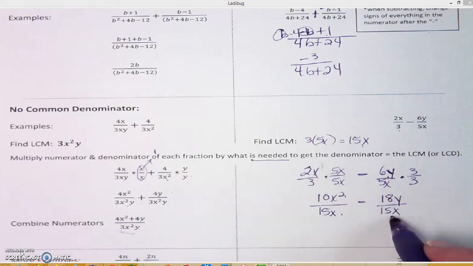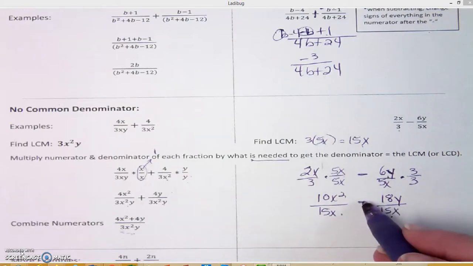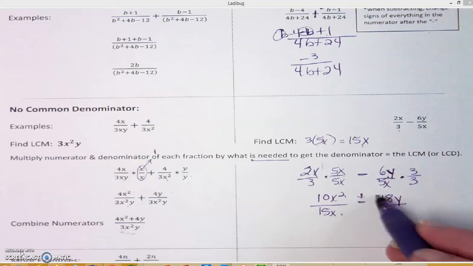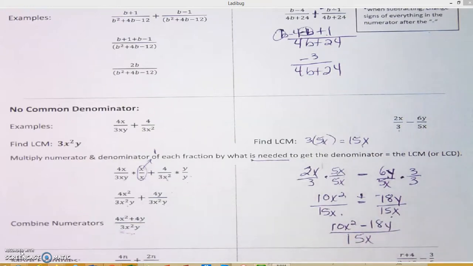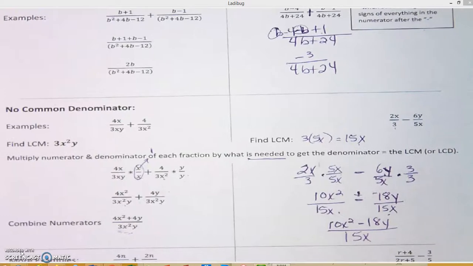Now that my denominators are the same, I can combine the numerators. This is a minus, so if you change that to a plus, you change that sign, everything after that. So I'm going to have 10x squared minus 18y over 15x. So let's look at a couple more examples.